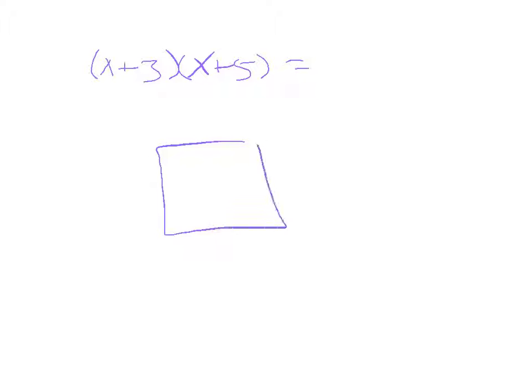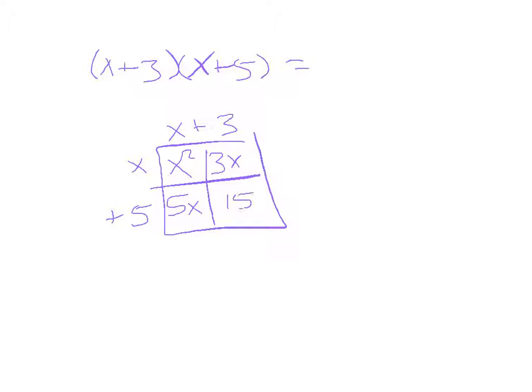So we use the box to set it up. And I go x plus 3, x plus 5, and fill it in. And my answer, remember, is everything on the inside of the box. So add that all together, x squared plus 8x plus 15, and that's my answer. So x squared plus 8x plus 15.